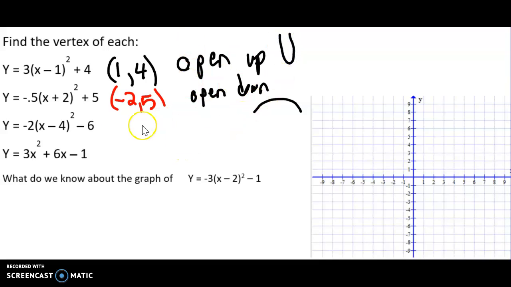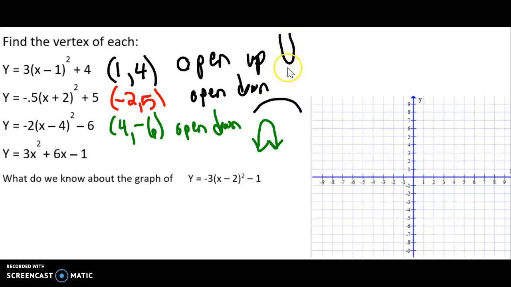The next one, the vertex here is going to be (4, -6). Because of this -2, I'm going to open down. And 2 is bigger than 1, so it's going to be a little skinnier. Not quite as skinny as the 3, but skinny.